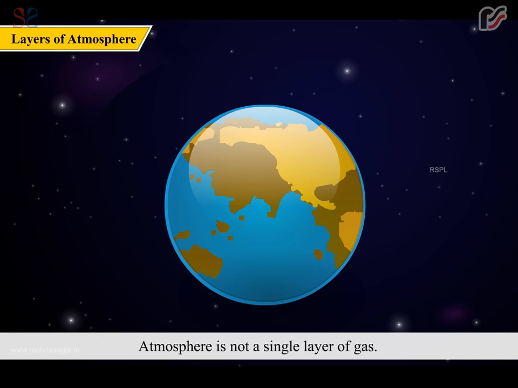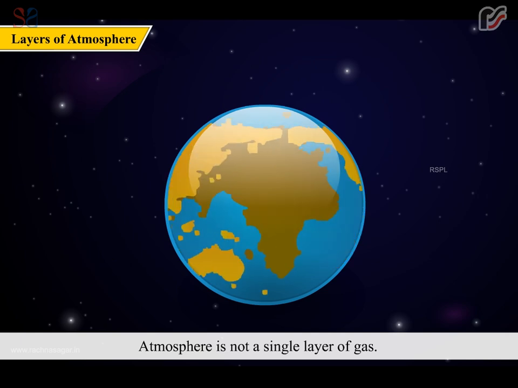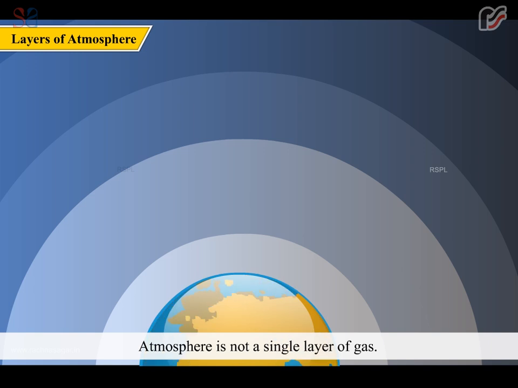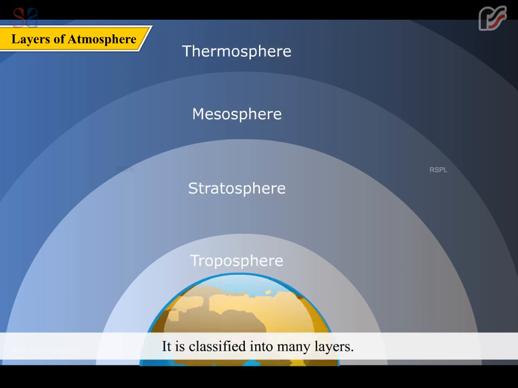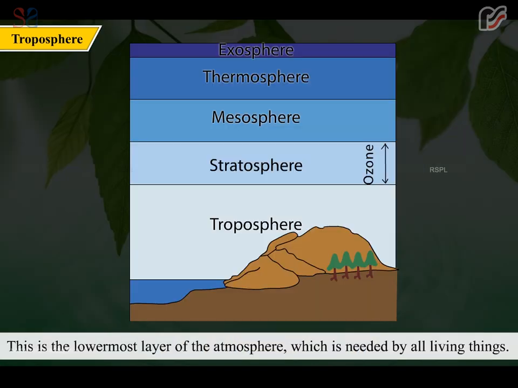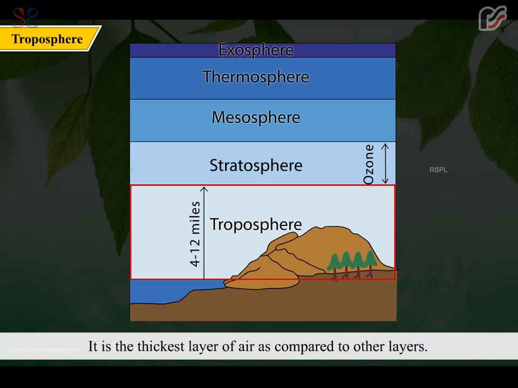Layers of atmosphere. Atmosphere is not a single layer of gas. It is classified into many layers. Let us know about these layers. Troposphere. This is the lowermost layer of the atmosphere, which is needed by all living things. It is the thickest layer of air as compared to other layers.